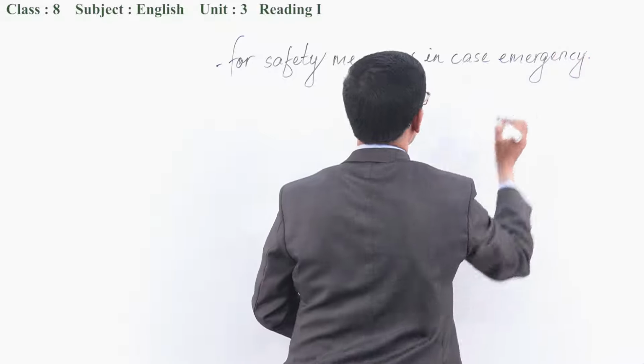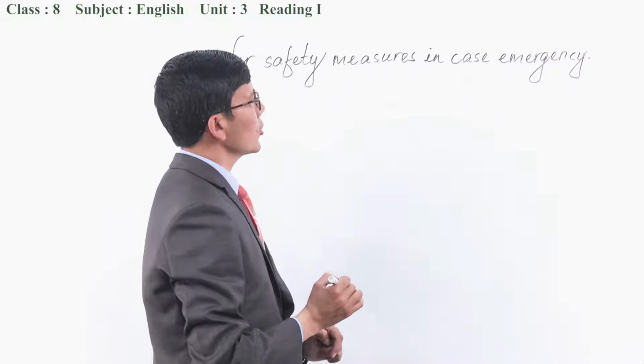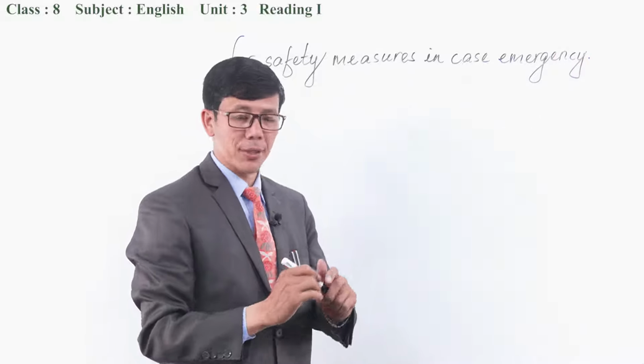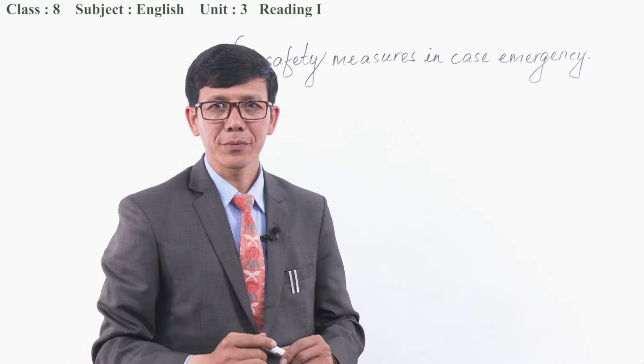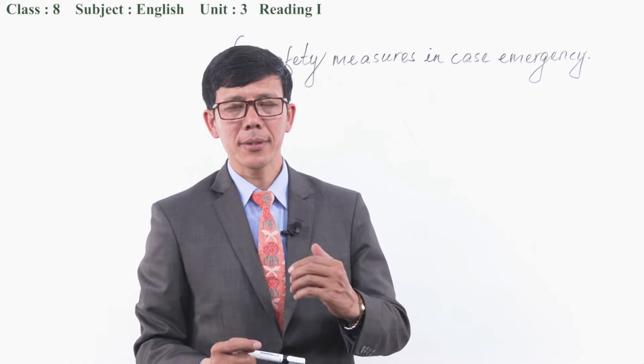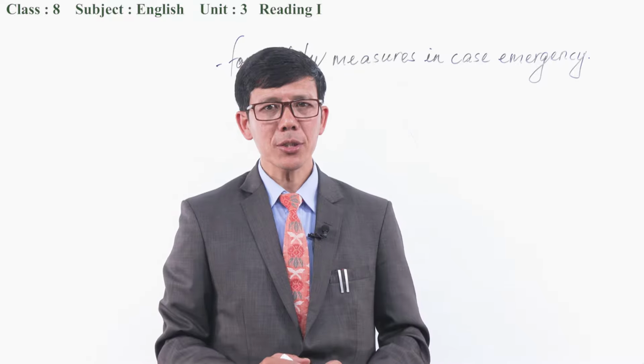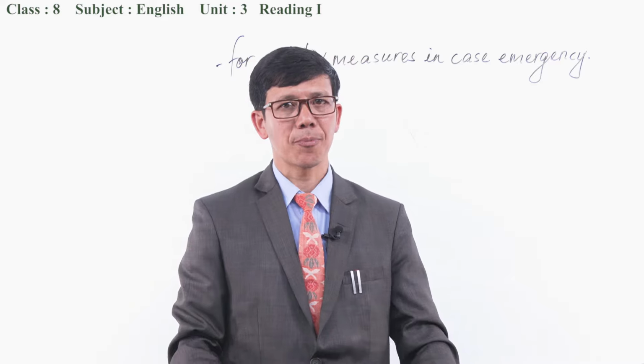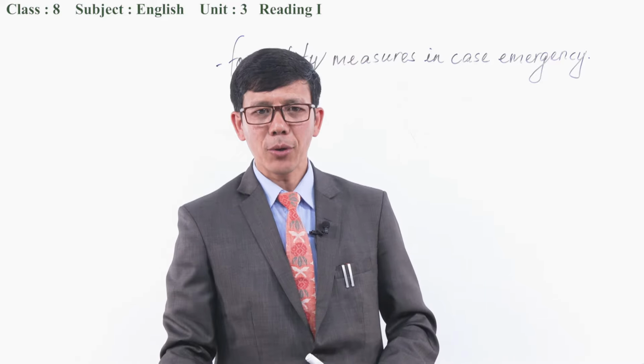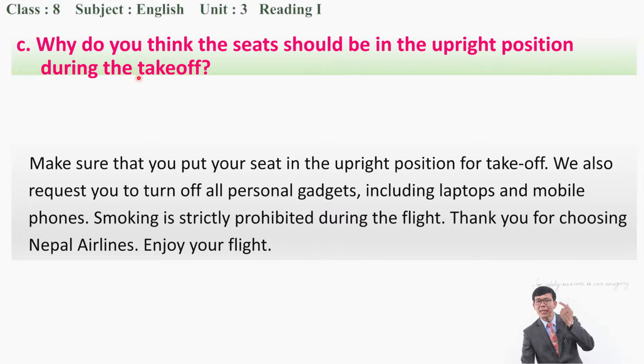Okay, right. So for safety measures in case of emergency, sometimes there might be risk, and at that time we need to have, let's say, the safety measures. So you can simply think and guess, okay? The seat should be in the upright position for safety measures in case of emergency. Are we all right? Okay, fine, thank you.